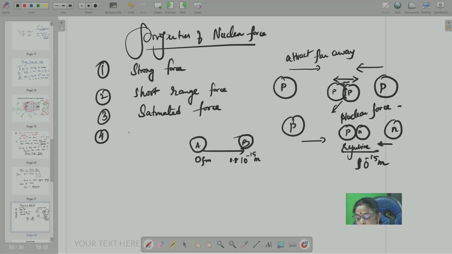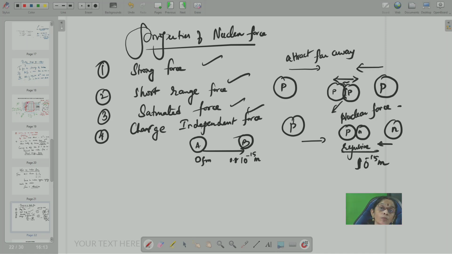And charge independent force. So strong force, short range force, charge independent force, and non-central force. These are the very important properties of the nuclear force.